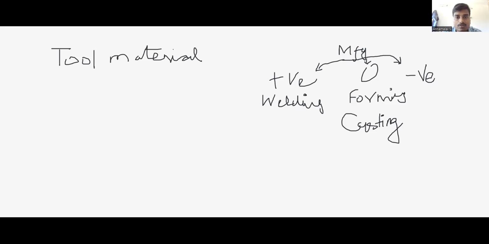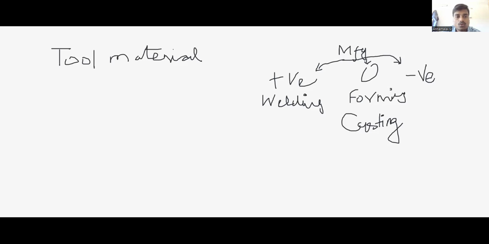Okay, so we use the filler material to join the gap between the two materials. This is the positive manufacturing process, and the additive manufacturing process also comes under this category. We will discuss the additive manufacturing process in the coming lectures. And the third category is the negative manufacturing process.